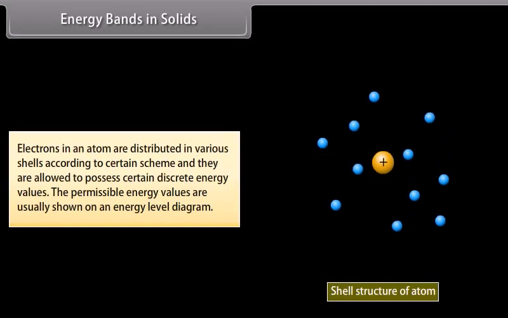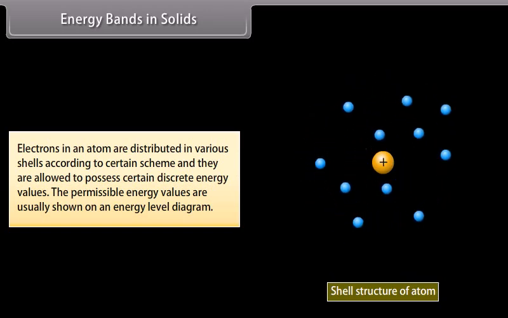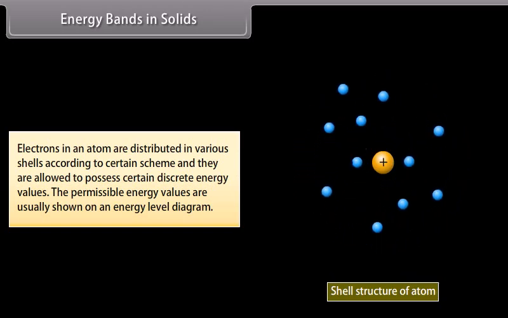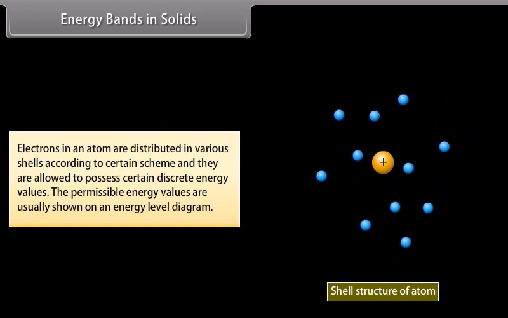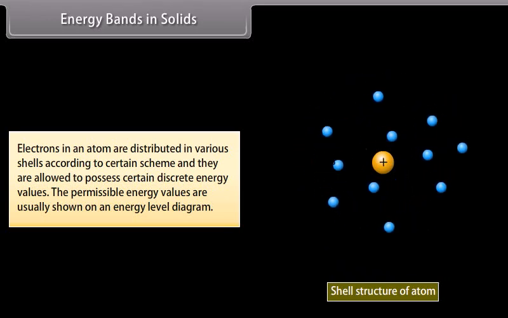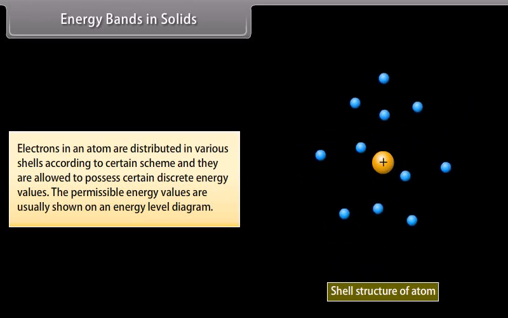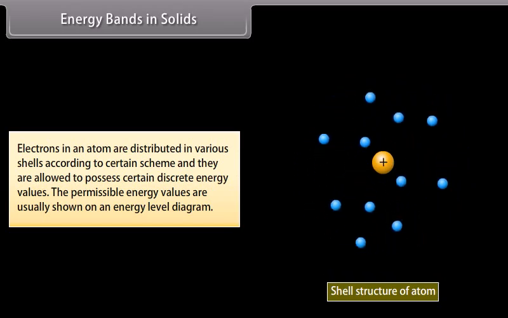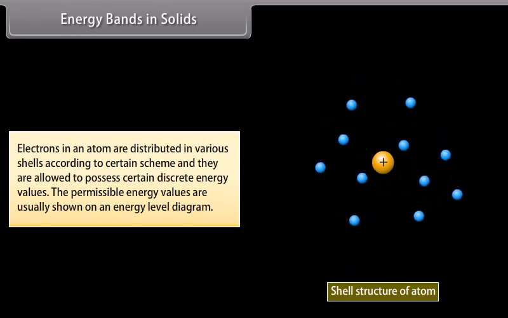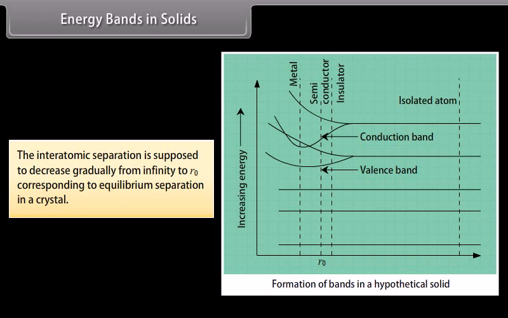Energy bands in solids. Electrons in an atom are distributed in various shells according to a certain scheme and they are allowed to possess certain discrete energy values. The permissible energy values are usually shown on an energy level diagram. We consider the formation of bands for the energy level normally occupied by the valence electrons and the next level above it. The interatomic separation is supposed to decrease gradually from infinity to R, corresponding to the equilibrium separation in a crystal.